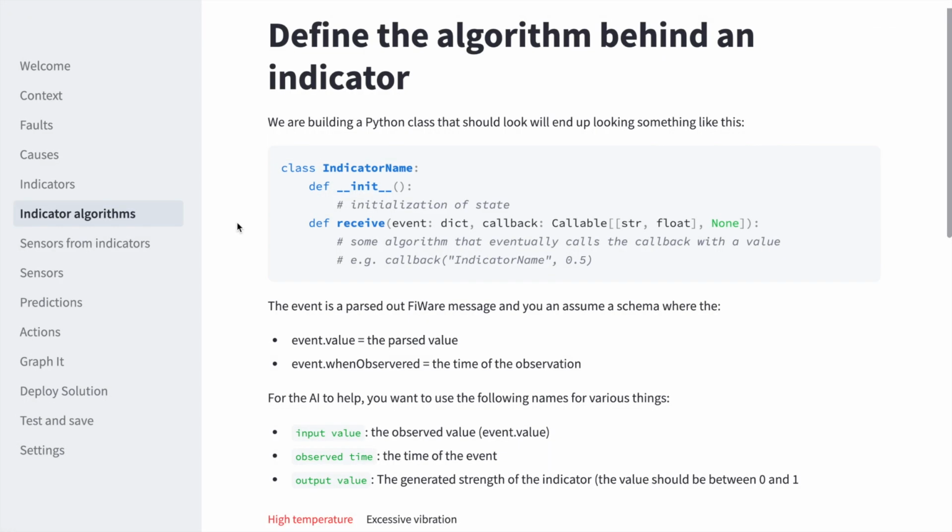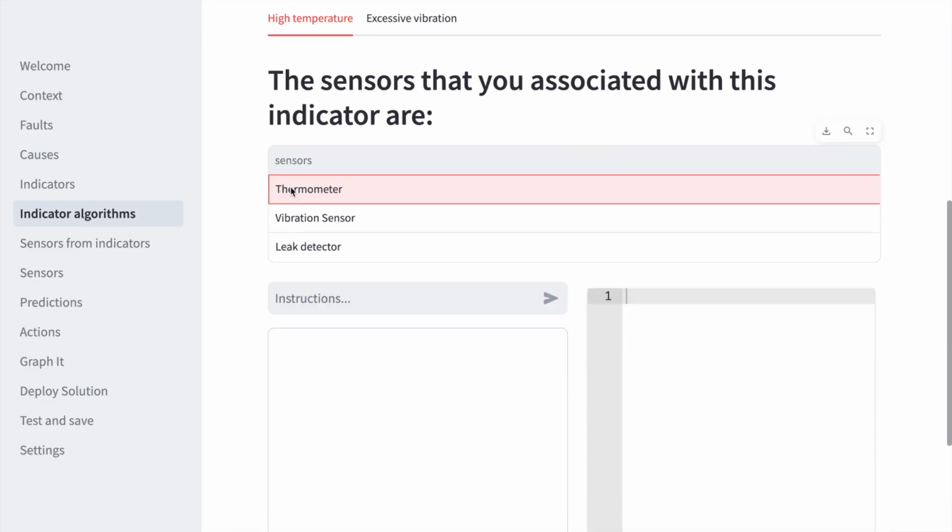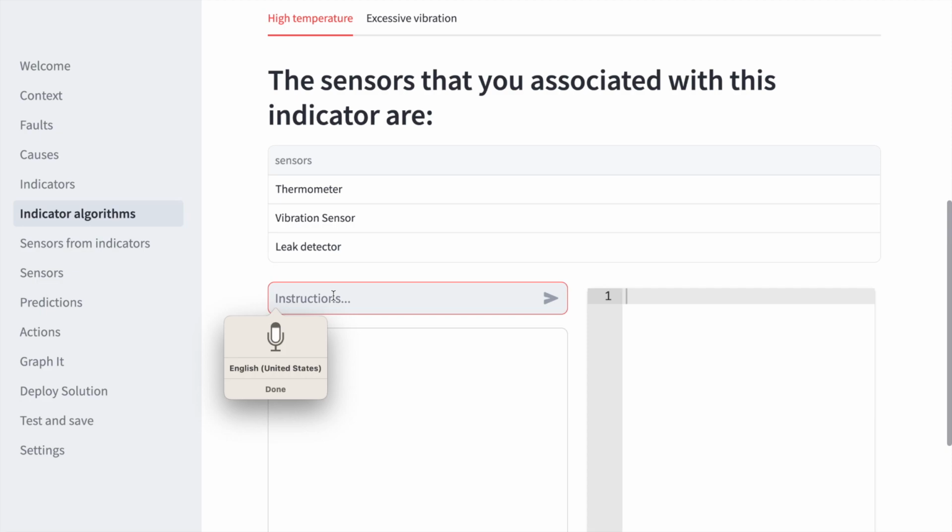Now we know that generative AI can write computer code, but how about algorithms to analyze streaming data in our expert system? Let's see it in action. In this case, let's have the expert system write some code for an indicator related to our temperature sensor. Write an algorithm that measures how fast the temperature is rising in a 60-second time period.